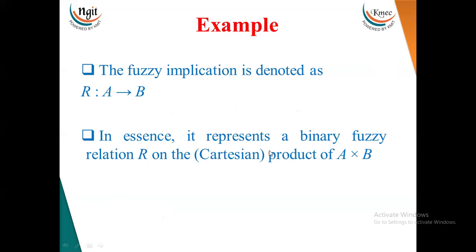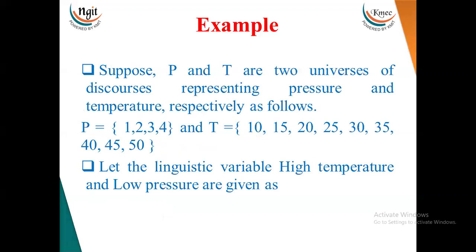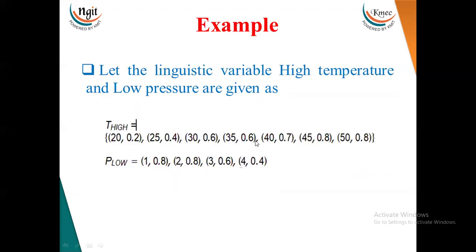So this can be written as R, A implies B. It will be the Cartesian product of A cross B. We can calculate the Cartesian product for this A cross B. So as an example for the implication, we have two things: one is pressure and the other is temperature. The pressure values are given as 1, 2, 3, 4, and for temperature we have 10, 15, 20, 25, 30, 40, 35, 45, and 50. So let's see how to calculate this particular relation.